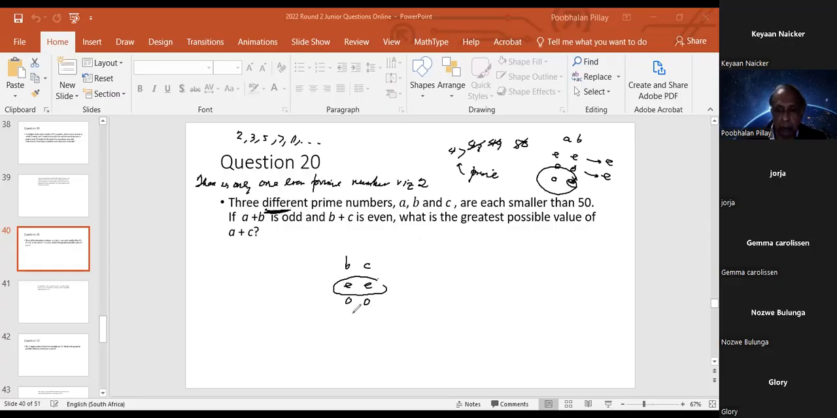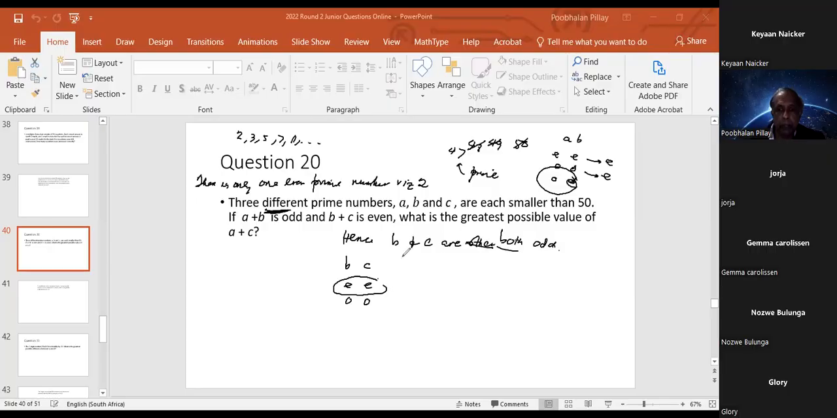So now you have to conclude B and C are both odd, because the sum is even.